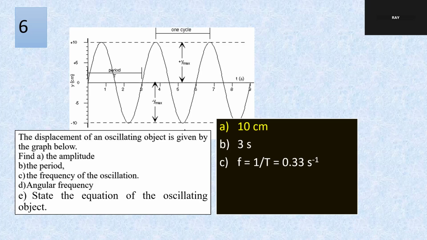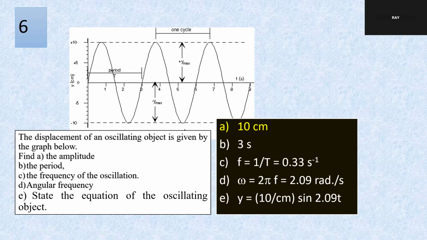All these formulas must be memorized already. Got 10 more minutes. Angular frequency is 2 pi over f, or rather 2 pi over T. What's the equation of the graph? y equals 10 sin omega t. Omega t. Okay.